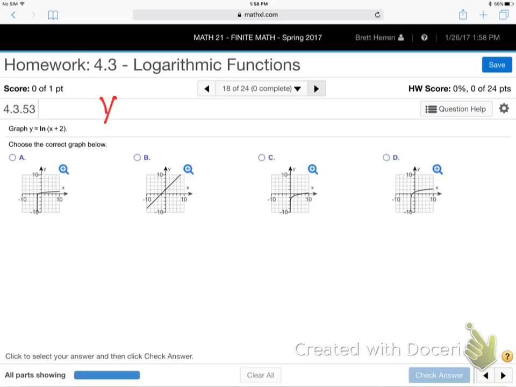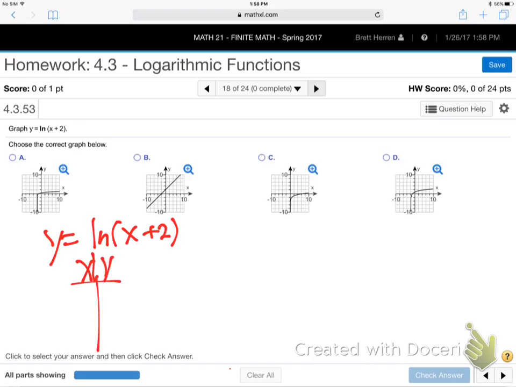So y, let me move it down here. So y equals natural log of x plus 2. They want me to graph it. I would suggest just make a table, an xy table, do a couple of points. Remember doing that in your algebra days? You make an xy table, you plug in some x values. What x value should you plug in? Anything you want. It doesn't matter.